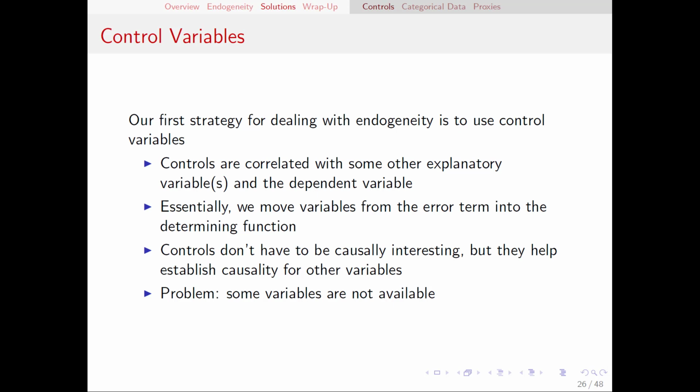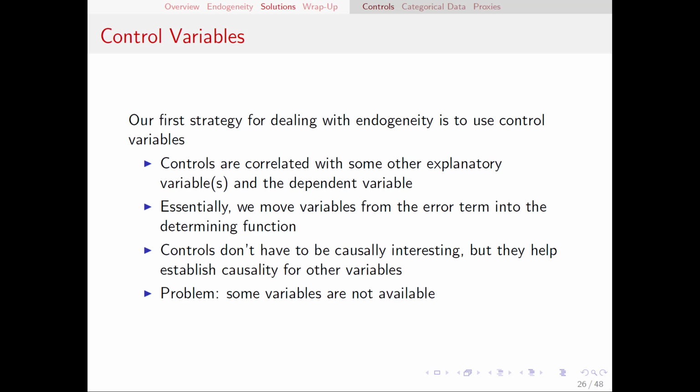Control variables are variables in the regression solely because they are correlated with the explanatory variable that we're interested in, and of course the dependent variable. The whole idea of control variables is to deal with the omitted variables by taking them out of the error term into the determining function. Now, we don't actually have to care about the controls themselves. They might not be interesting to us at all or have anything to do with our end goal, but they have to be there in order to establish causality for the variables that we do care about.